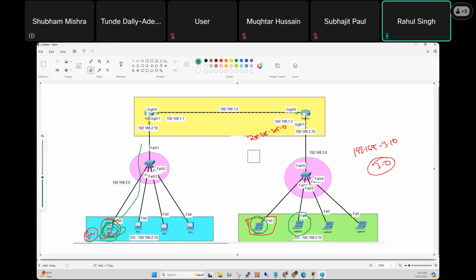Sir, I have a question, sir. I want to ask, sir, what will be the difference between network route and default route? Because in both conditions, we can access all the networks and devices.